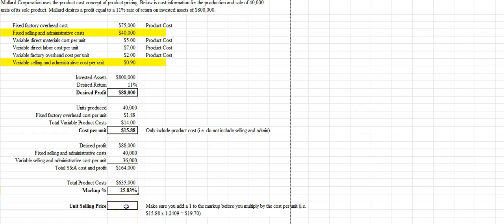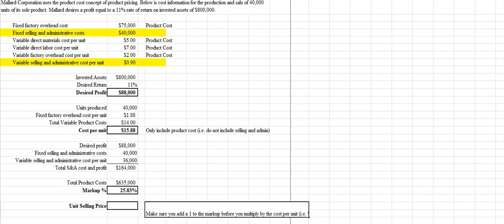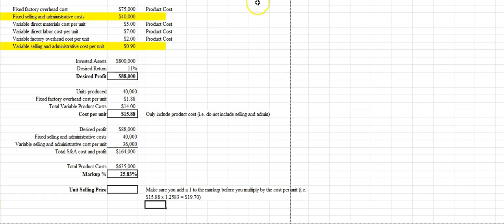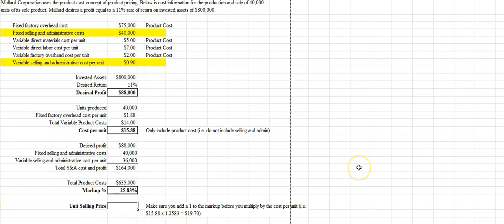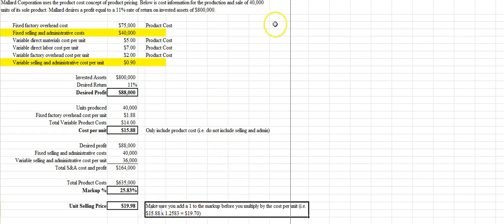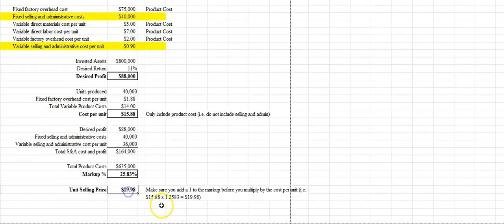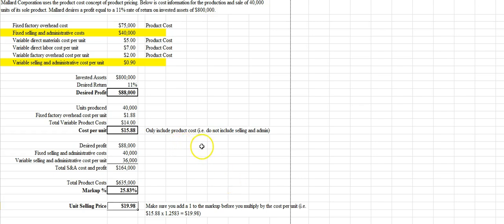And that's going to be equal to, so my unit selling price is going to be $15.88 times 1.2583. Again, I apologize, I did not change this number here. This number should be 1.2583. I thought I had changed that, but I guess I didn't. And so this is going to be equal to $19.98. Okay? And that's the price that you want to sell it at. Okay, $19.98. Let me go back and see if this ties.